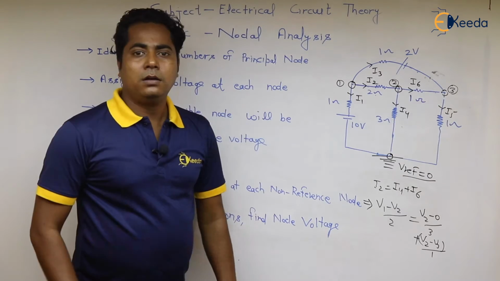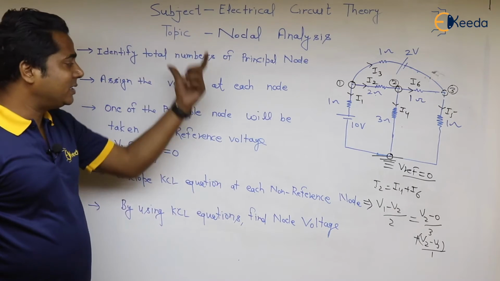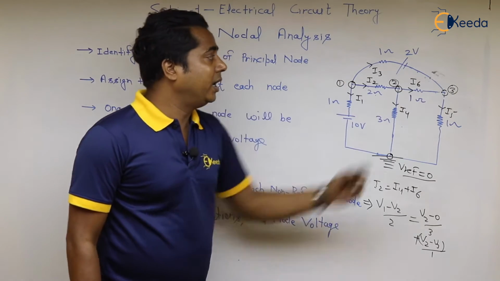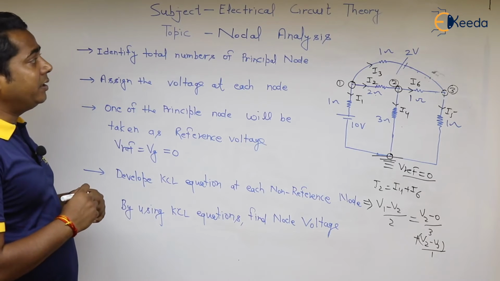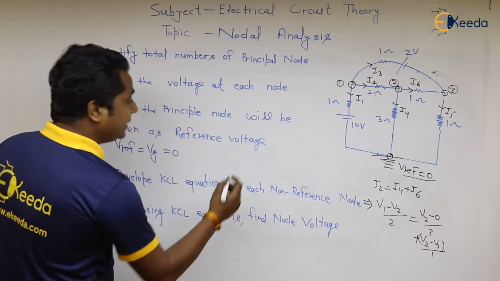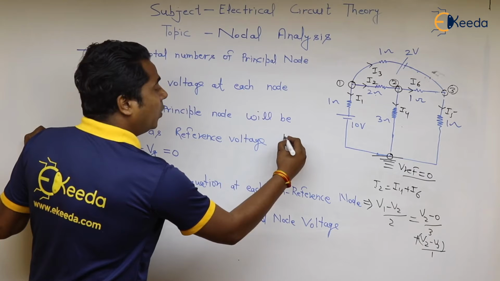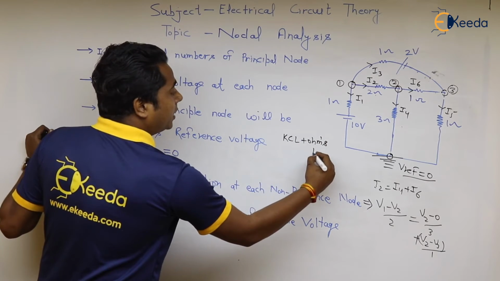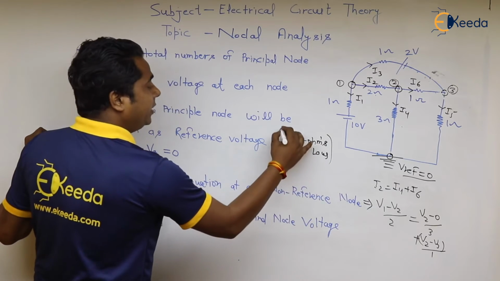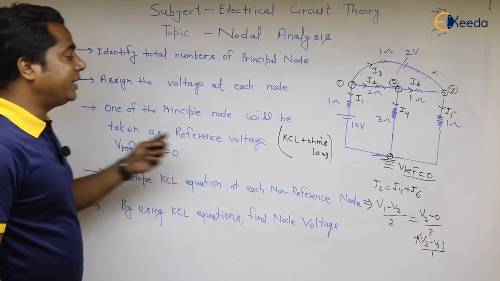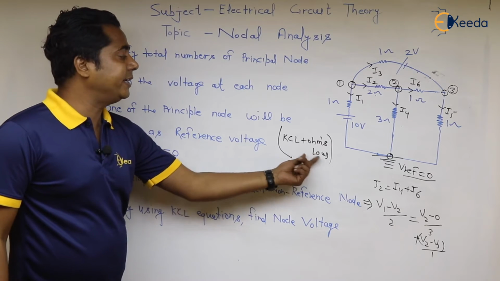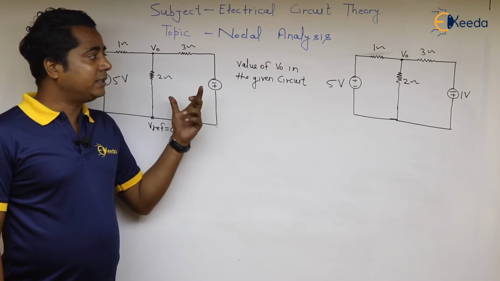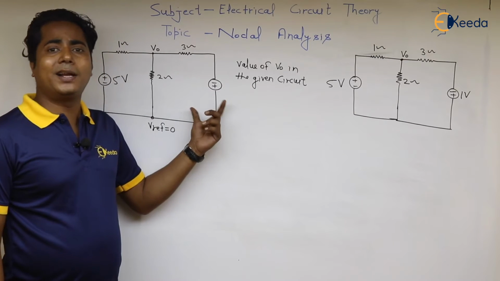while writing the KCL equation at node 1, node 2 and node 3. I have written down all the necessary procedure required to calculate the values of V1, V2 and V3. Nodal analysis is what? Nodal analysis is KCL plus Ohm's law. This question has been asked in your GATE examination, so keep in mind what nodal analysis is: KCL plus Ohm's law. So this was the procedure. We have studied the procedure of nodal analysis.